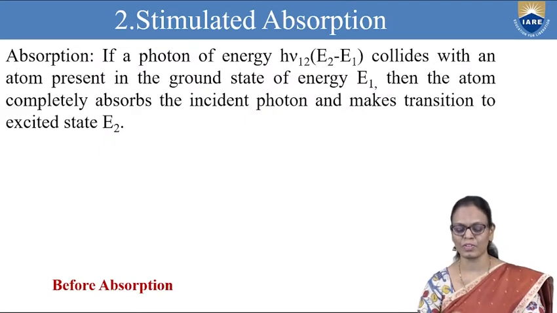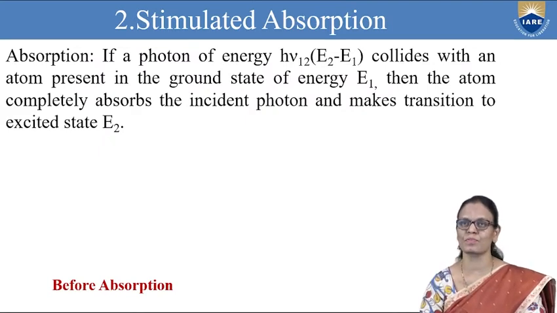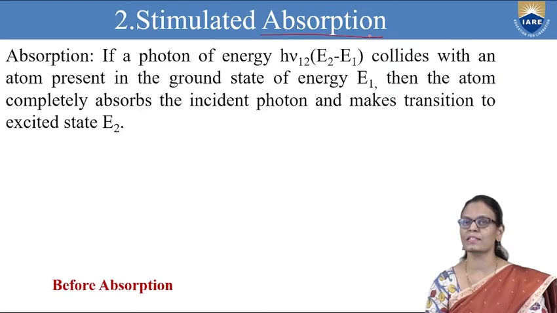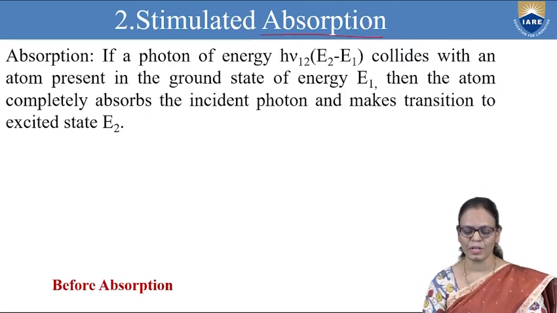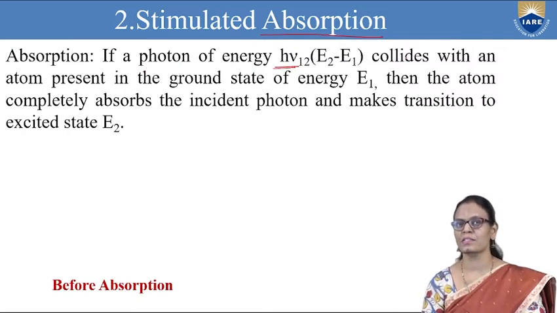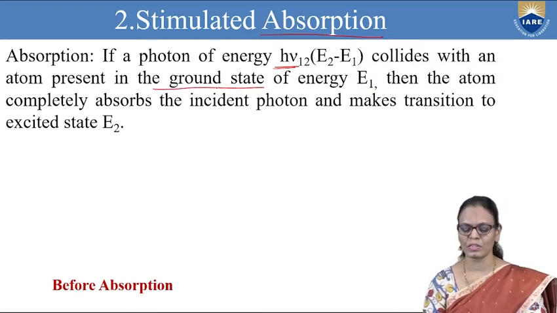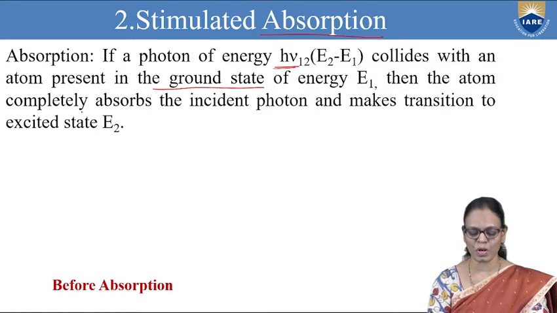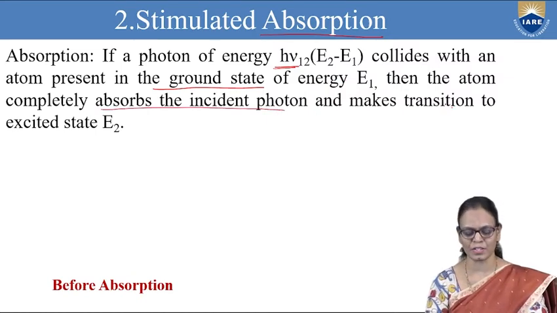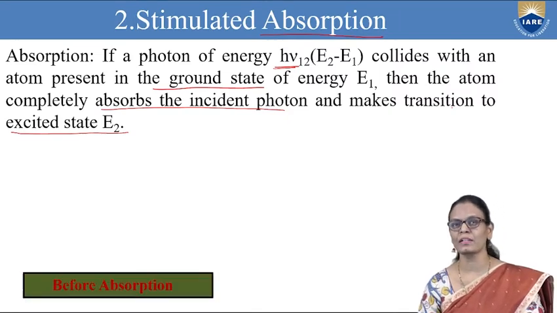Now coming to the next one, we are going to compare stimulated emission with absorption. The name absorption itself says that it is going to absorb some energy. If a photon of energy h nu 12 collides with an atom in the ground state, where is the atom now? In the ground state. It is excited with the help of energy by a photon given by h nu 12. Then the atom will absorb the incident photon and make a transition to the excited state. This process we call stimulated absorption.